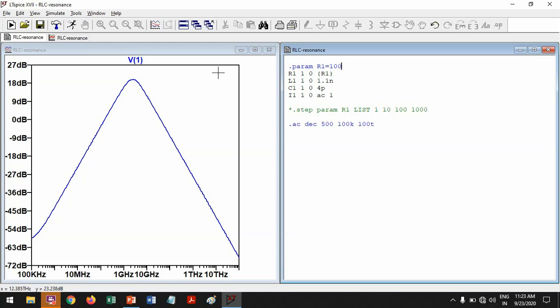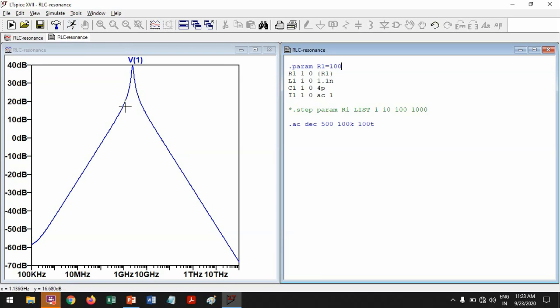Alright, let's make it 100. See what happens. Wow, so now there is a very sharp peak in the Bode plot, and the peak gain has become 40 dB. Obviously, because this peak is in fact nothing but Vi times R, and I is 1. So I is 1 here, and R has become 100. 20 log 100 is 40 dB. So as R is increased, the peak magnitude of the RLC circuit increases.